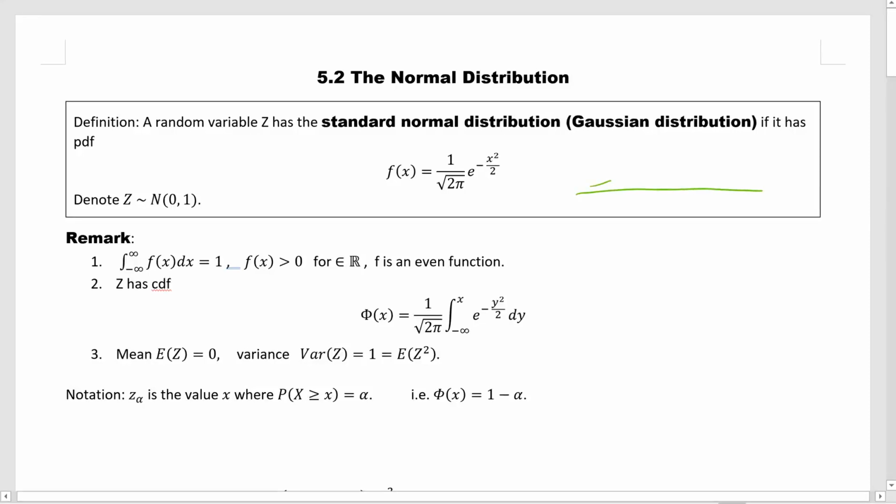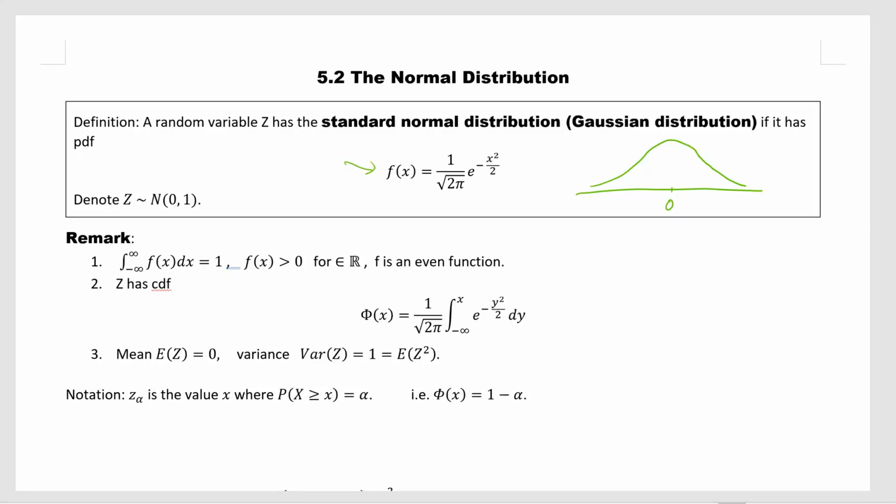And the picture of it is like this. We always draw this picture. So this is a standard normal distribution. The mean is the center, that's 0. And this is the PDF. However, we don't use the PDF to calculate. We use the CDF to calculate for the normal distribution. And 0 is the mean, and the variance is 1. So this is the standard one.